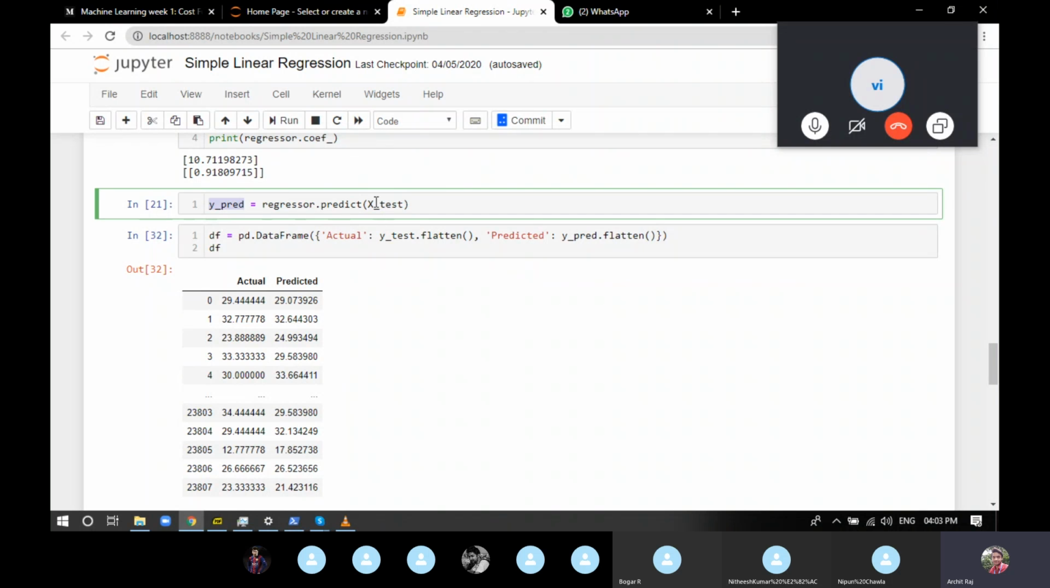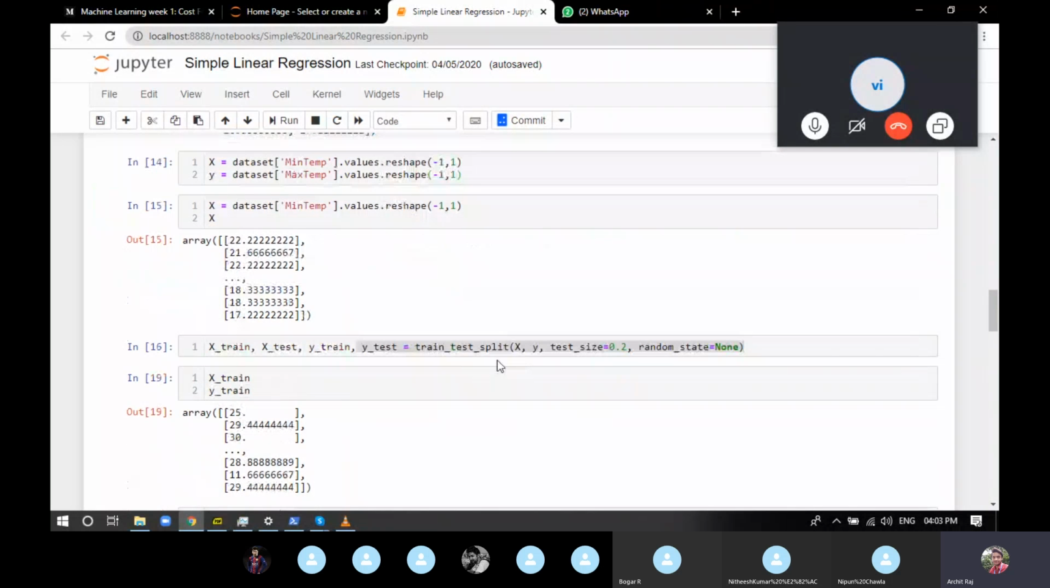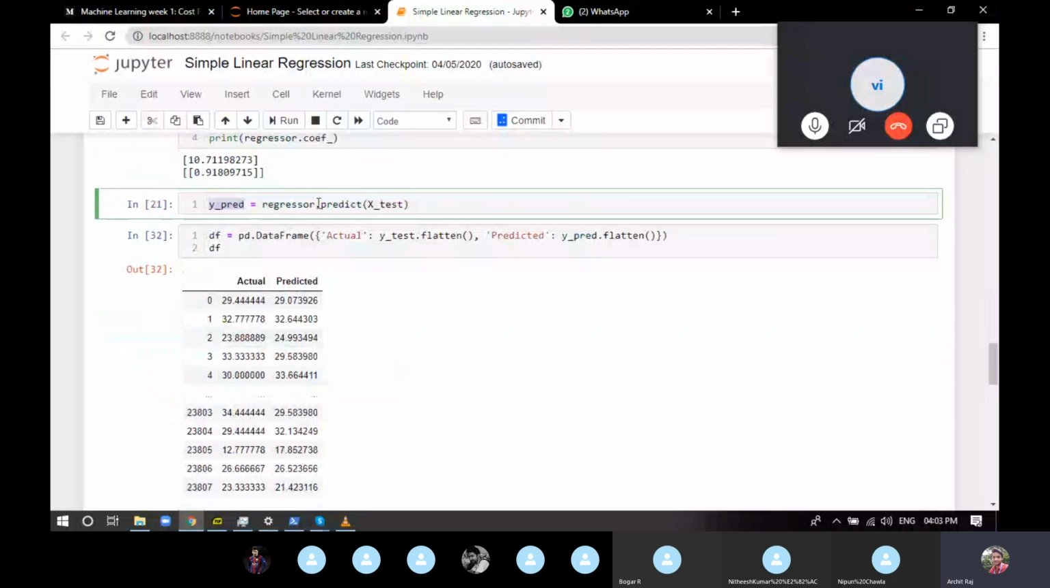So what exactly did the model do? For all the values of x test, the model predicted the values and gave the data. Now we know the exact answer for x test has been saved in y test. The exact answer for x test is in y test, and the predicted value for x test is in y predict. Now we just show both the data, like the actual one, which is y test.